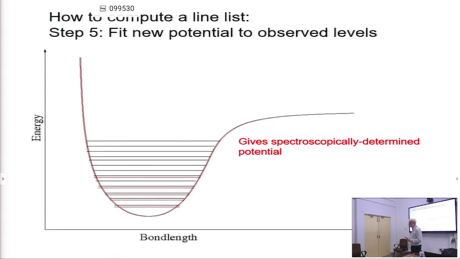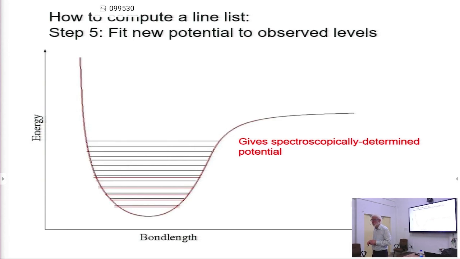So we then have a procedure whereby we compute the potential, look at the energy levels, compare the experiment, change the potential. So if the energy levels are too low, we need to make the potential narrower. If they're too high, we need to make it wider. So we fiddle with the potential until they match the experiment.